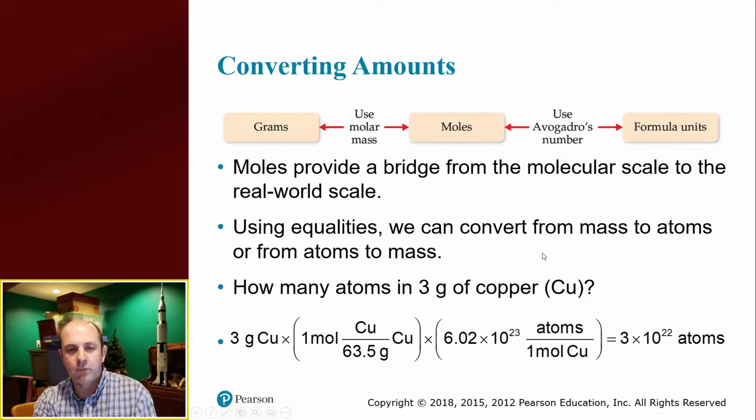Okay. Well, now we want to use those numbers, whether it's the molar mass, the formula mass, or Avogadro's number, to convert between these. So moles provides us our bridge, and using equalities, or what we call conversion factors, we can convert from mass to atoms, or atoms to mass. So if we just had this question, how many atoms are in 3 grams of copper?